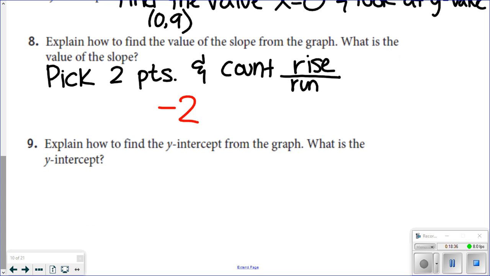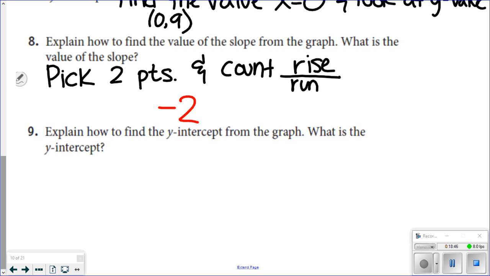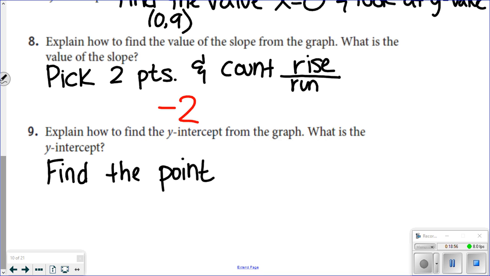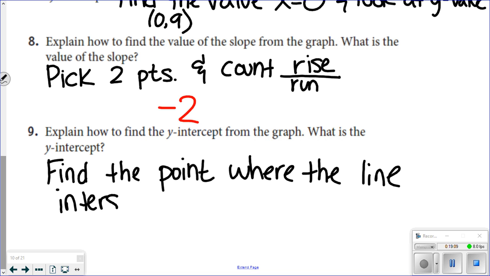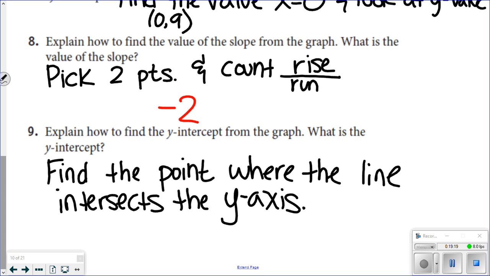Number 9 says explain how to find the y-intercept from the graph. And what is the y-intercept? So in order to do this, we need to find the point where the line intersects your y-axis. So where does that occur?